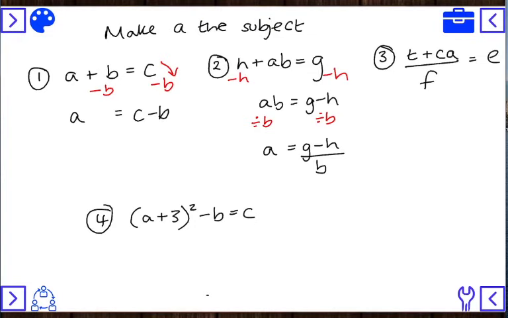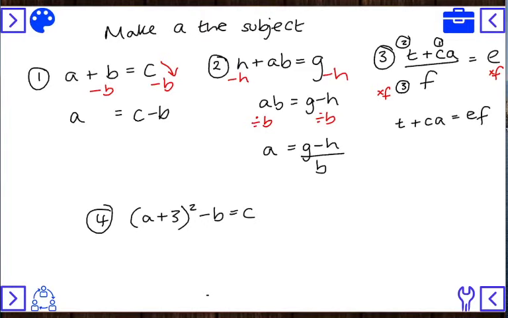For number 3, thinking about the steps that have happened to A, well, first of all, we times it by C, then we added it onto T, and then finally, thirdly, we've divided by F. So I need to undo each of those 3 things in order to be able to make A the subject. We'll start off by timesing both sides by F, because times by F is the opposite of divide by F. Times by F and divide by F would cancel out, leaving me T plus CA, i.e. the numerator, is equal to EF.